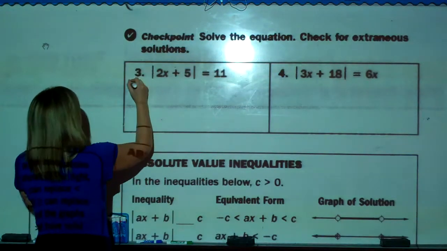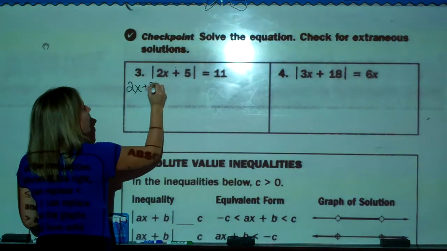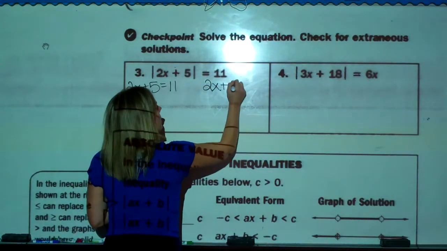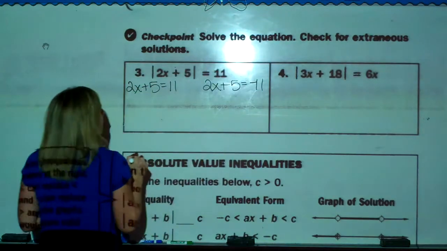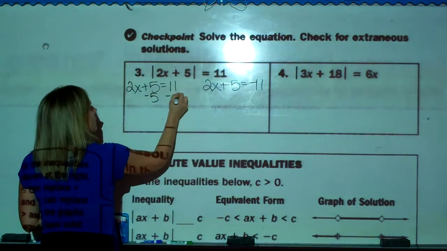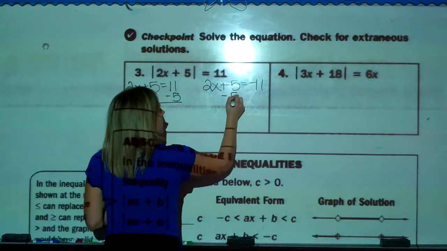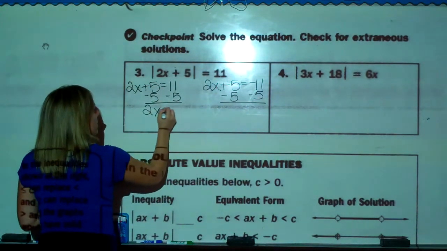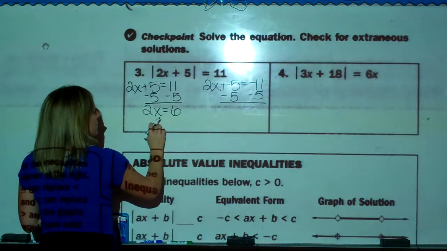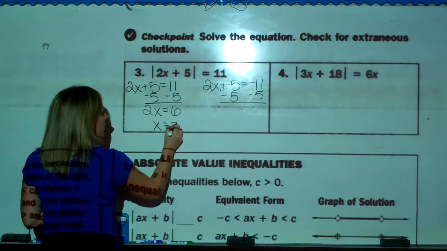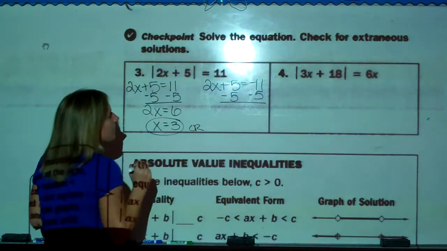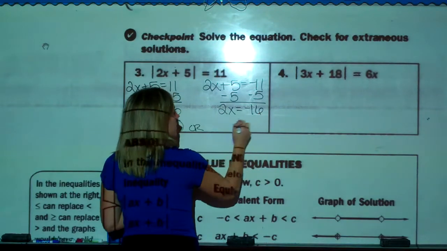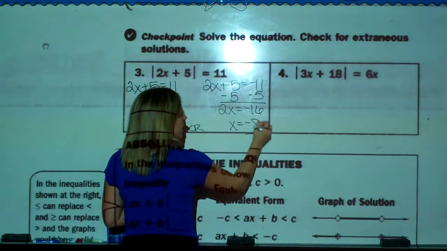So we've got two different versions. 2x plus 5 equals 11. And 2x plus 5 equals negative 11. Subtract 5, subtract 5. Same thing here. Okay, so 2x equals 6. X is 3. Or 2x equals negative 16. X is negative 8.